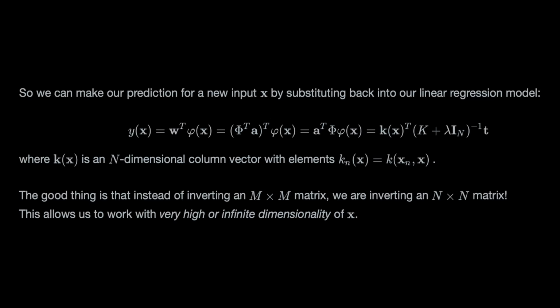We can make our prediction for a new input x by substituting back into our linear regression model, y of x, where k of x is an n-dimensional column vector with elements k_n equal to k of x_n and x. The good thing is that instead of inverting an m by m matrix, we are inverting an n by n matrix. This allows us to work with very high or infinite dimensionality of x.